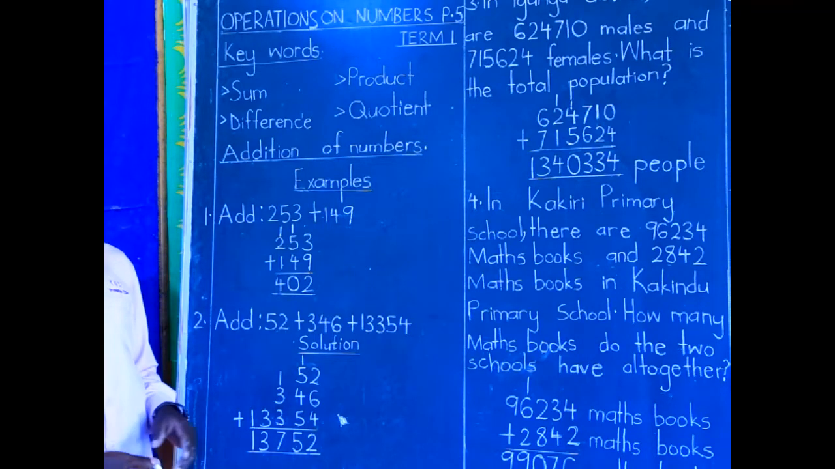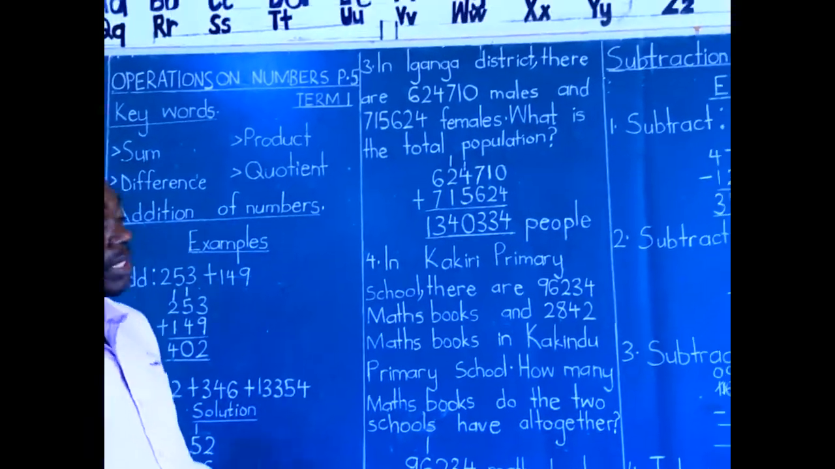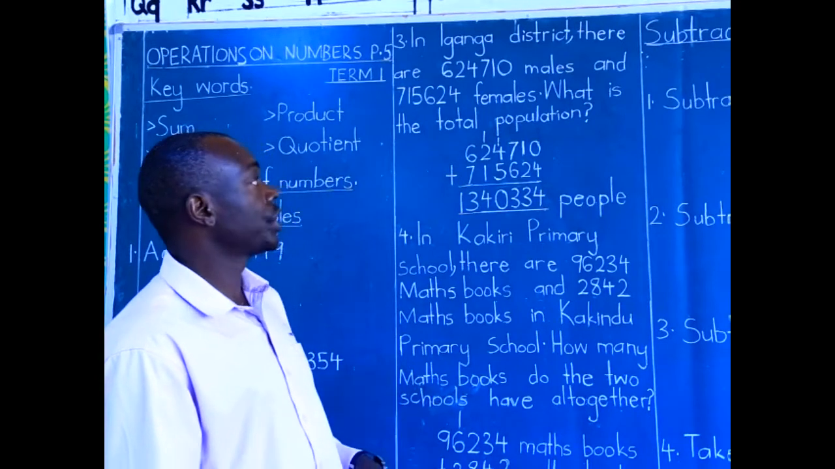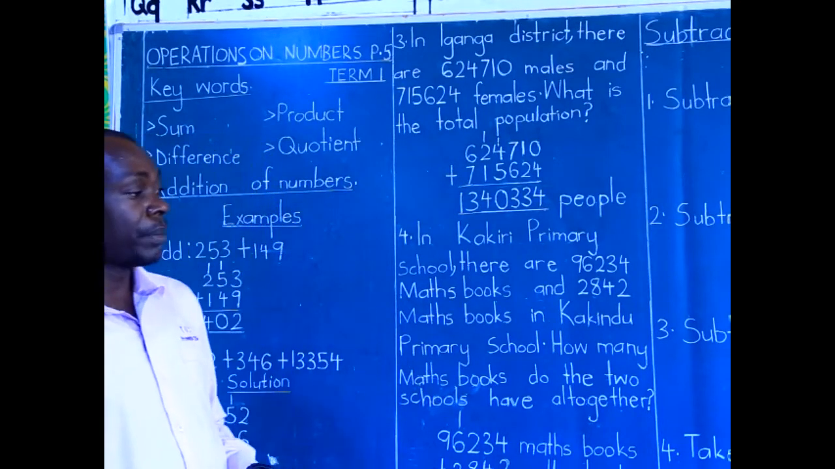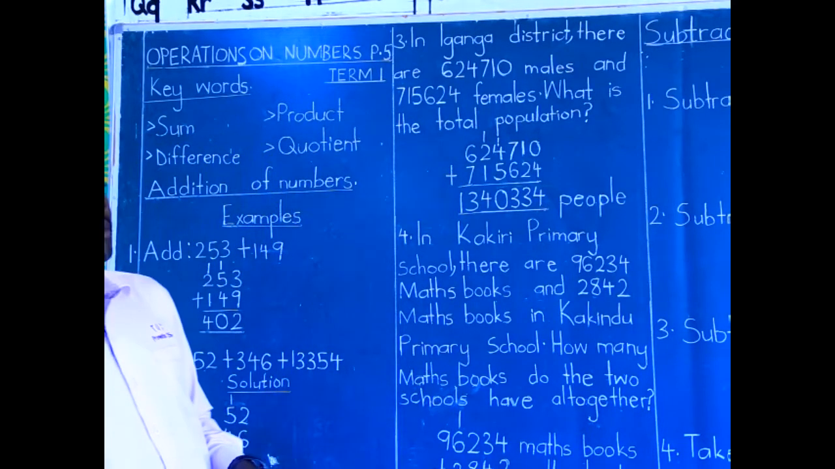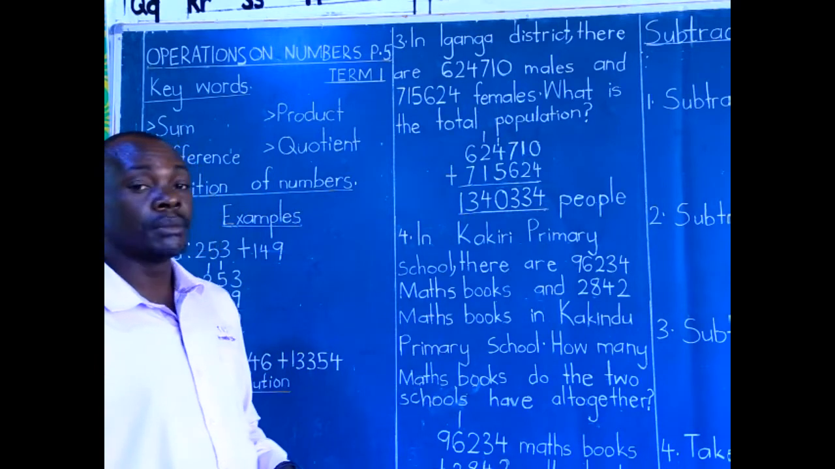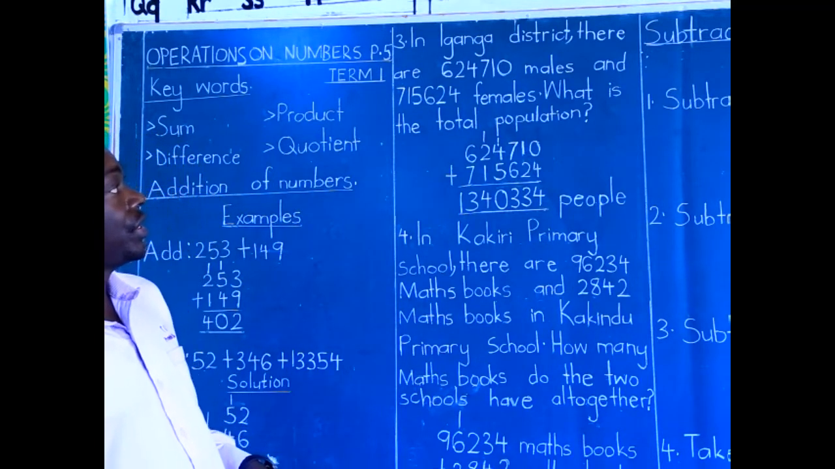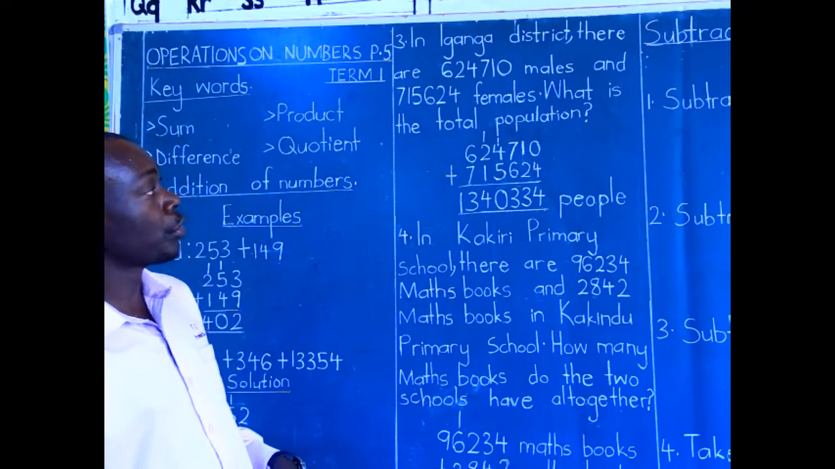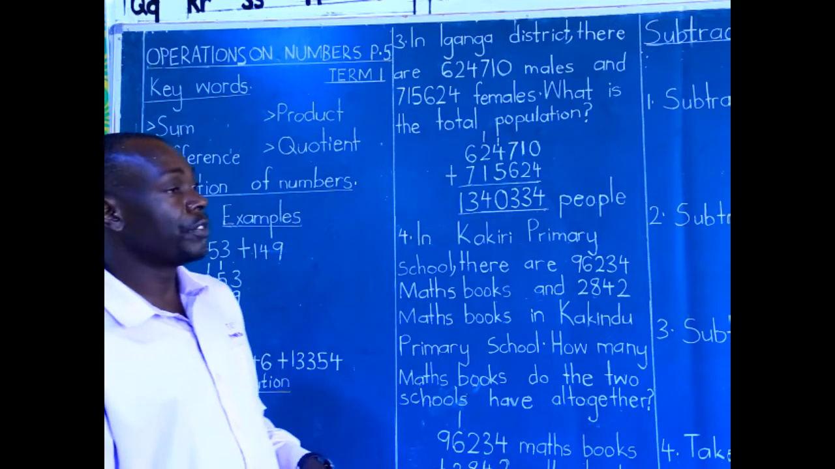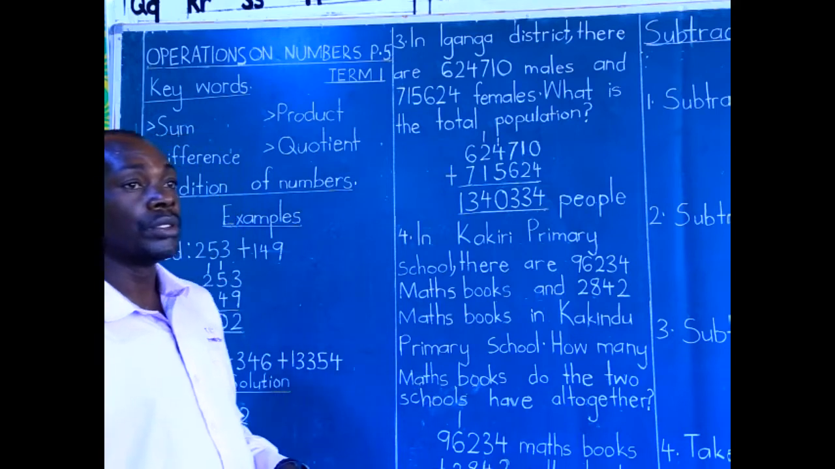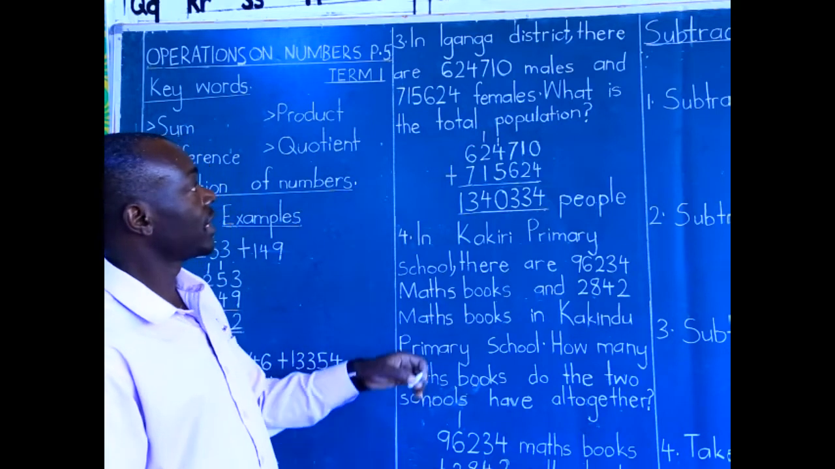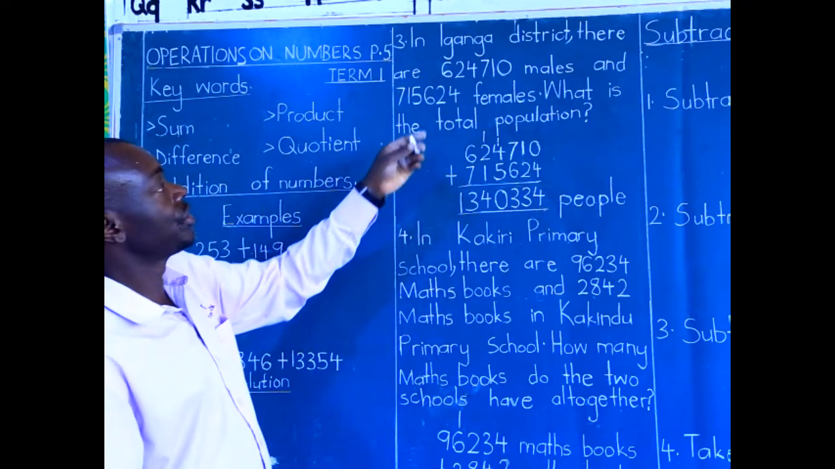Then look at example number 3. This time it is wordy. You have a tendency of fearing wordy questions. Sometimes you baptize them wordy problems. They are not actually problems. They are wordy numbers, which when read, you will find out which operation to use. But if you don't read, then you will not know whether it is addition or subtraction. Let us see whether it is addition.